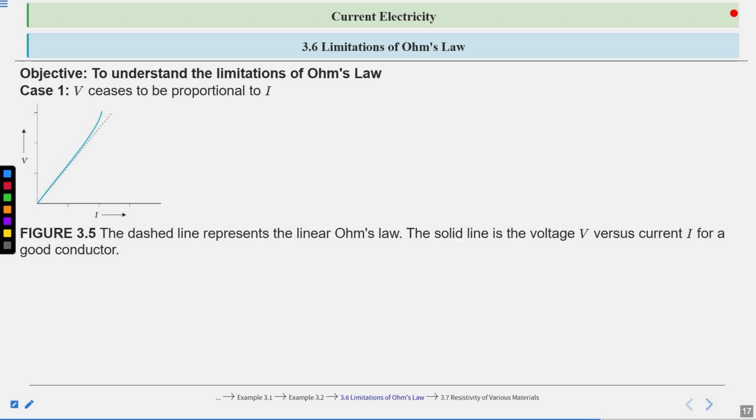So the dashed line represents the linear Ohm's law. The solid line is the voltage V versus current I for a good conductor. So the solid line is for a good conductor. It is a good conductor because it is proportional up to some limit. But after we change some condition, it is no longer proportional to I. V ceases to be proportional to I in figure 3.5.